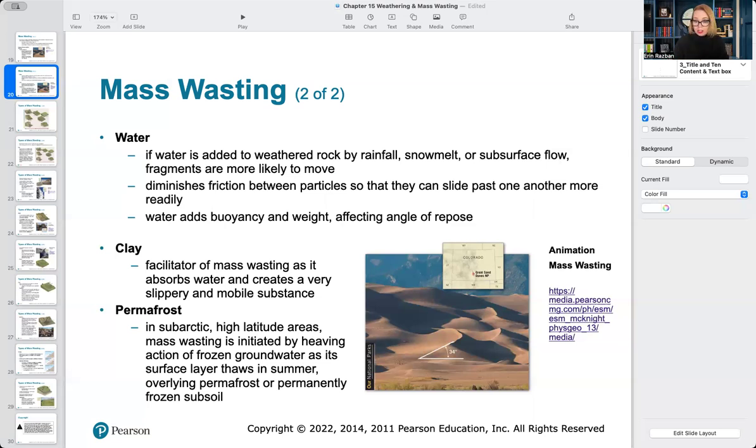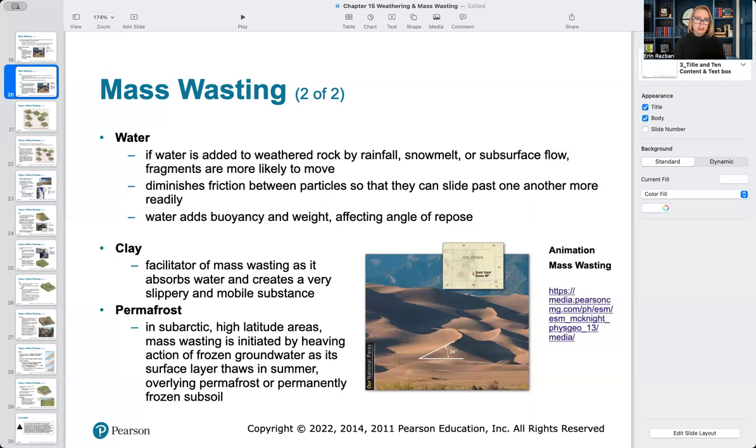Second, the addition of water is perhaps the most common trigger. Water increases the weight of the material and reduces the friction between particles. This is why mass wasting is particularly likely during and after heavy rains. The devastating landslides in California's coastal ranges often follow intense winter storms for precisely this reason.